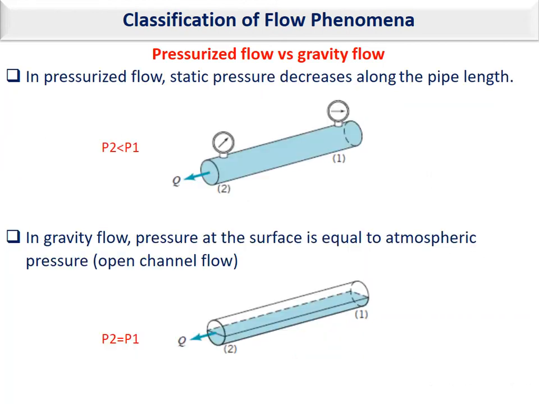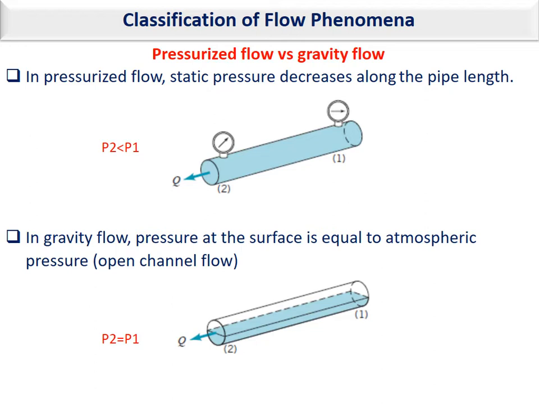In pressurized flow, as you can see here in the top picture, the pressure generally decreases along the pipe length. There are exceptions also where the pressure may increase. We will discuss them later. But generally the pressure will decrease. For example, if the pipe diameter is constant, as you can see here, from 1 to 2, then the pressure at point 2 will be less than the pressure at point 1.